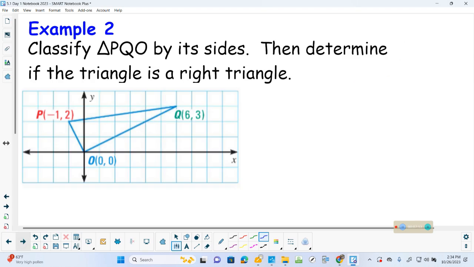Too easy. Okay, here's where it gets bad, in the sense of, we actually have to do some work now, my friends. Classify by the sides, then determine if it's right. Okay, all right. Here's the thing. I'm looking at the triangle. Do we think it's right? Let's start with the right part.